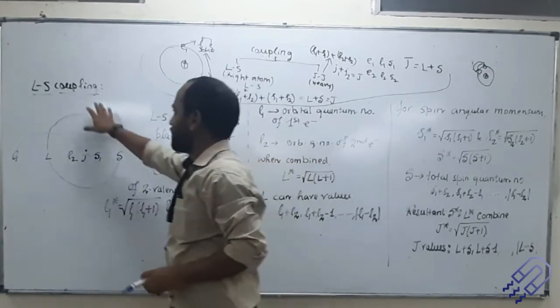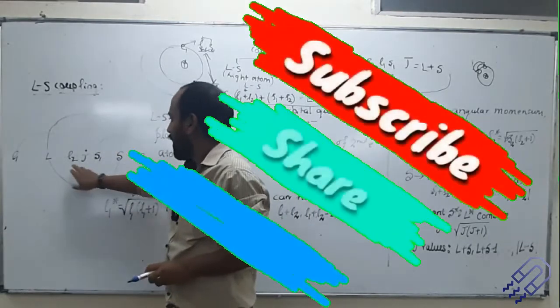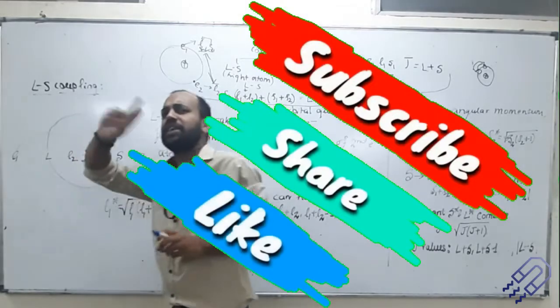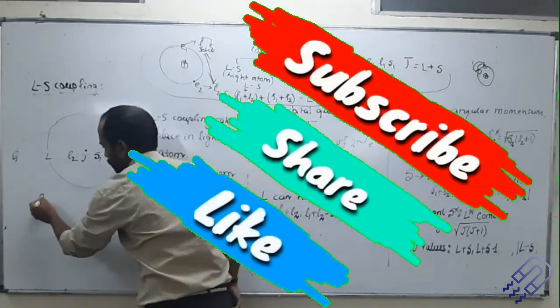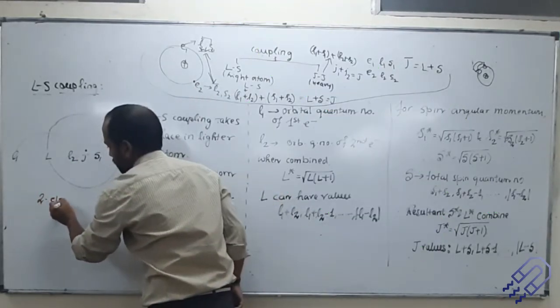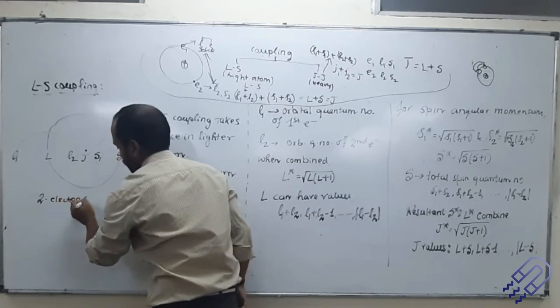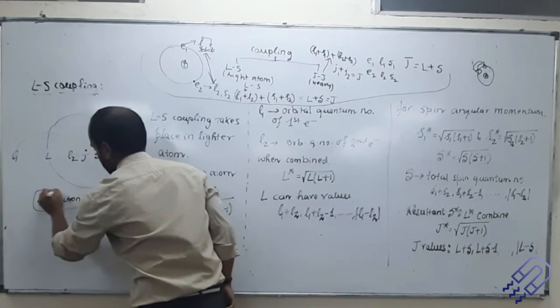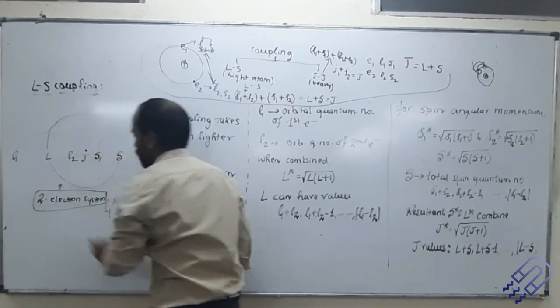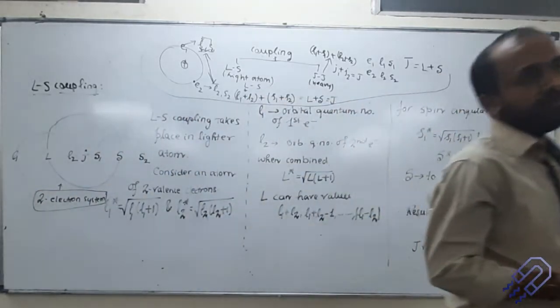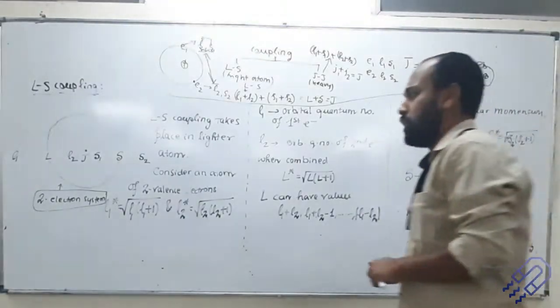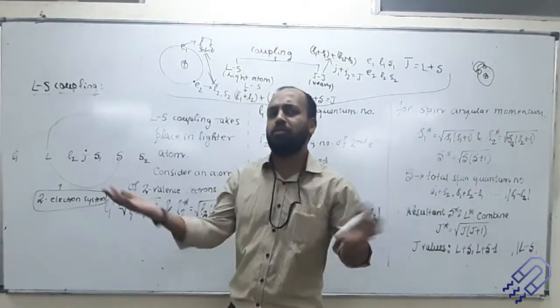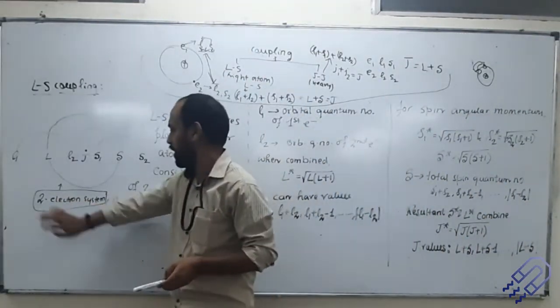So LS coupling, we have got an L1. We are considering a 2 electron system. You can write this below, 2 electron system. Is it ideal that there should be a 2 electron system? The answer is no. It can be n number of electrons. But right now let's take a 2 electron system.